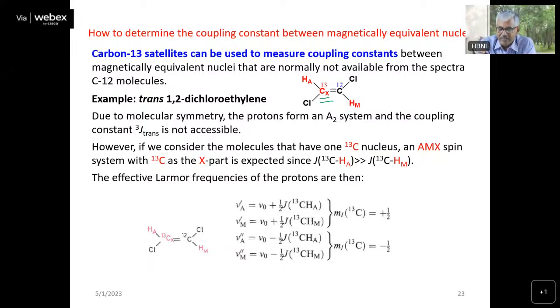Okay. So one way to prove it is that you substitute one of the carbons with a carbon-13. If you do that, you will see that the coupling constant of this carbon to this hydrogen and this carbon to this hydrogen will be different. Okay, so that will be like this. You can see there will be 4 lines, and once they are separated, you will see the coupling between A and M will be visible in those peaks.